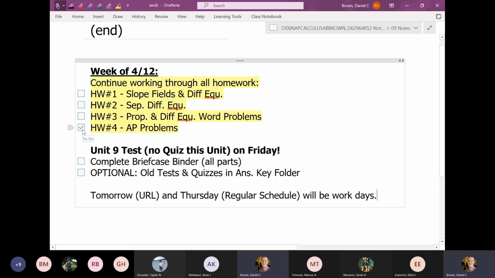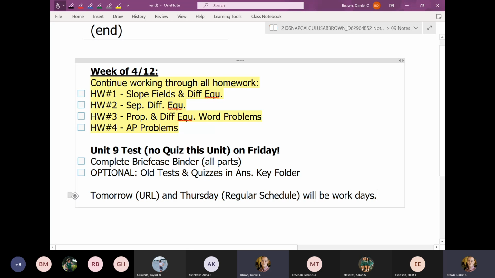Other things you can be working on. Your test is, again, I'm still planning on doing it for Friday. Other things you can complete is your briefcase binder. I do say all parts, but there was no quiz this unit, so don't need to worry about quiz corrections. And then, of course, we'll get to the optional practice when we get there.